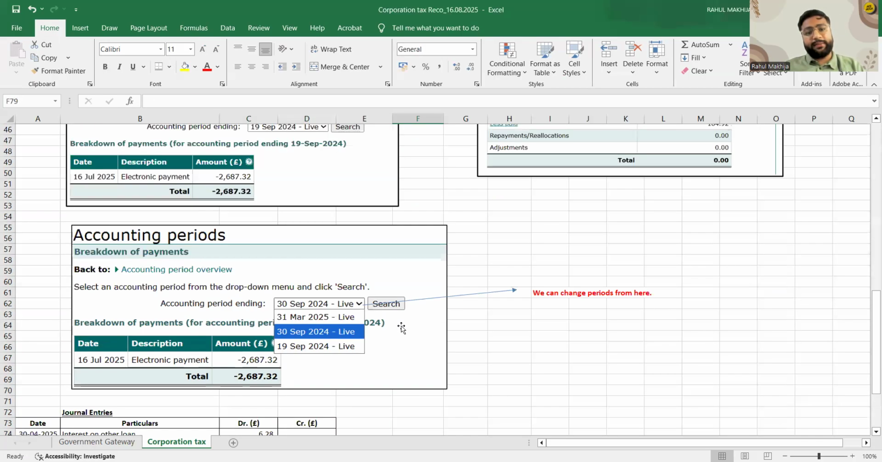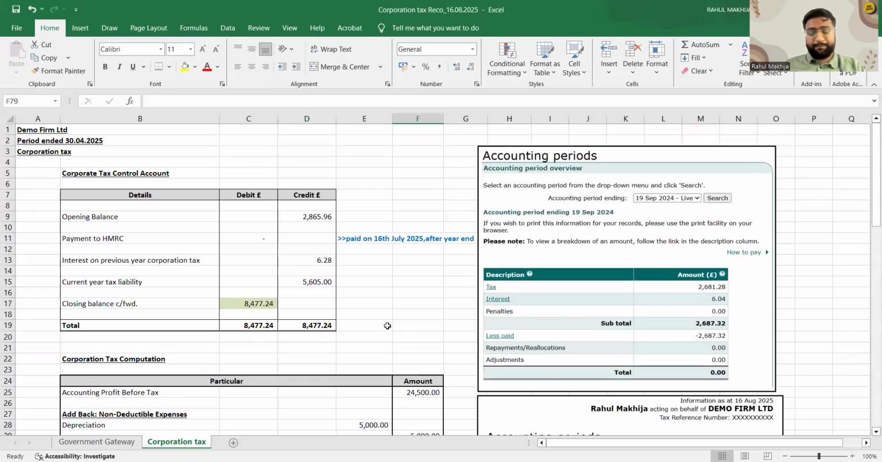So this was it, guys. After reconciling this with the HMRC Gateway, we can mention to our year-end client that yes, your corporation tax liability is reconciled with the HMRC Gateway. And you can also recheck our opening balance. This interest and this current year corporation tax liability will reflect in the HMRC Gateway after you file the CT600 for the period ended 30 April 2025. So that was it, guys.